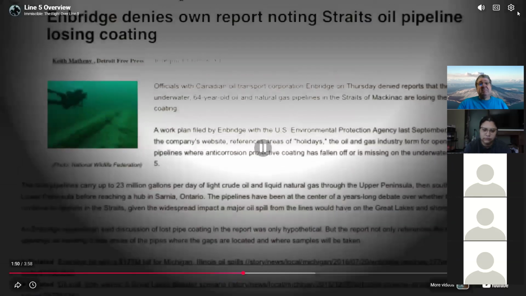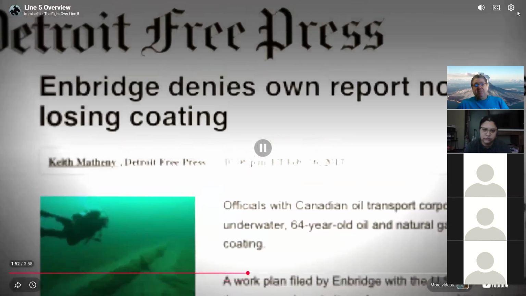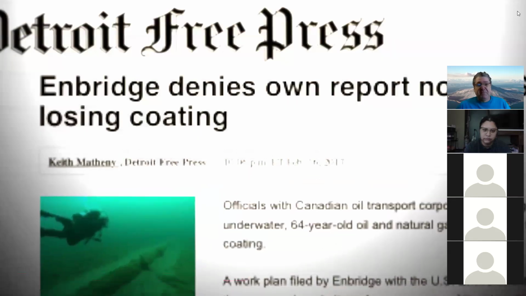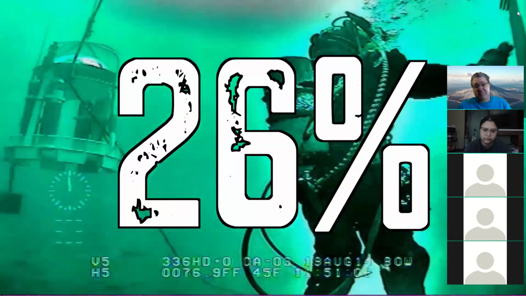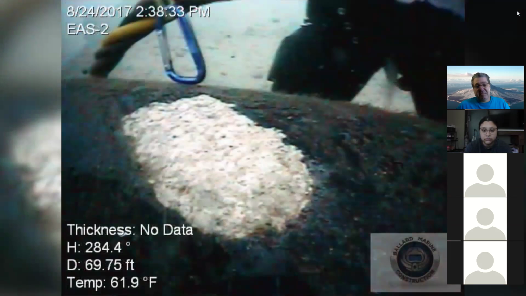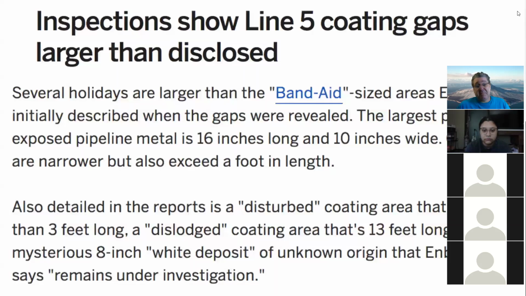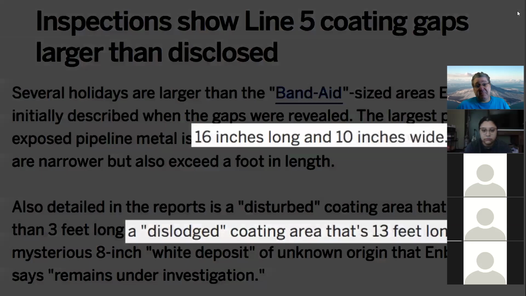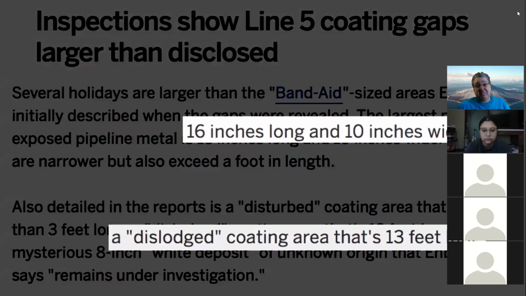Enbridge's data reveals cracks, dents, and corrosion. An onshore portion has lost nearly 26% of its wall thickness. Patches of bare metal larger than dinner plates are visible in photos of protective coating gaps, much larger than the Band-Aid sized areas in Enbridge's original reports.